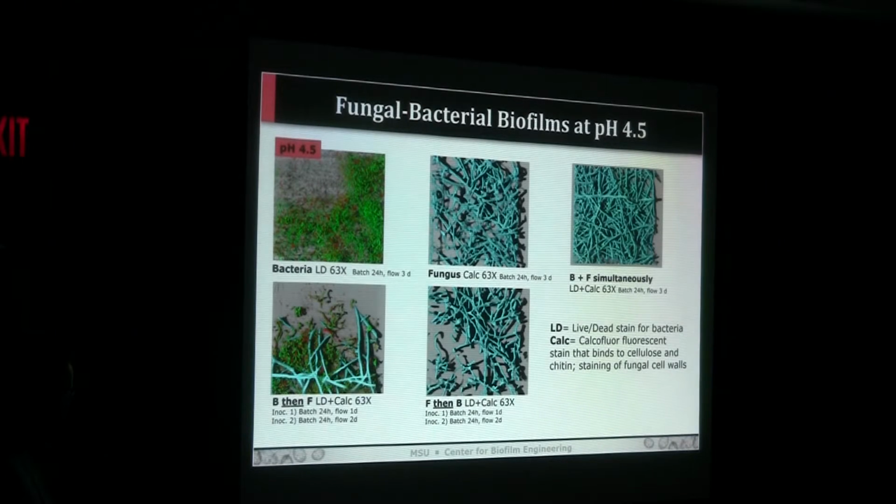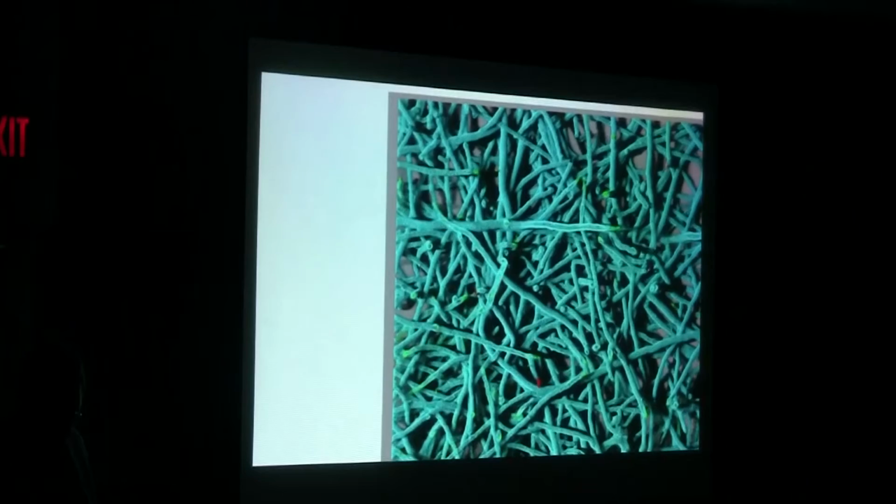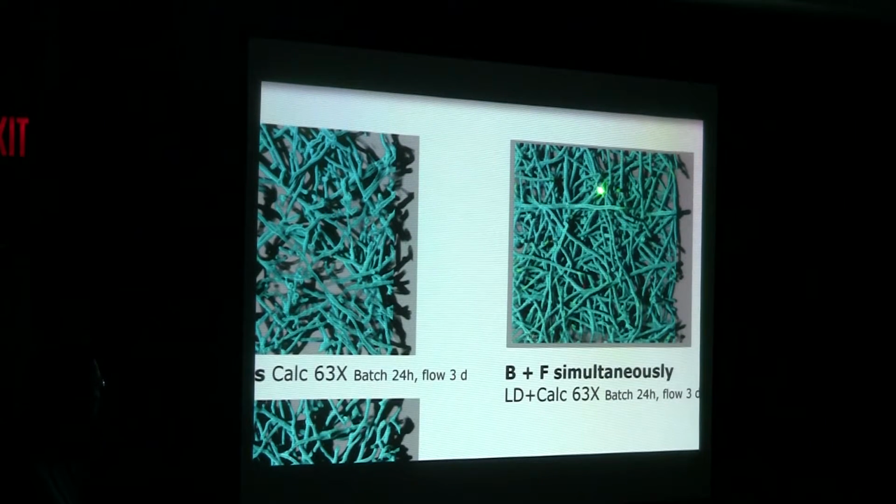So at pH 4.5, if we just grow a bacterial biofilm, we're able to establish it, and it doesn't look very thick, and it looks somewhat patchy. The fungus grows very well. If we inoculate the bacteria and the fungi simultaneously, and this is hard to see, but I think I can blow this up a little bit, you can start seeing a few green cells. And again, this is the live dead stain indicating that there are most likely bacterial cells there, but not very many.